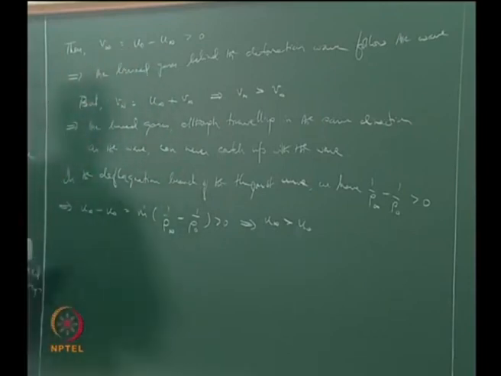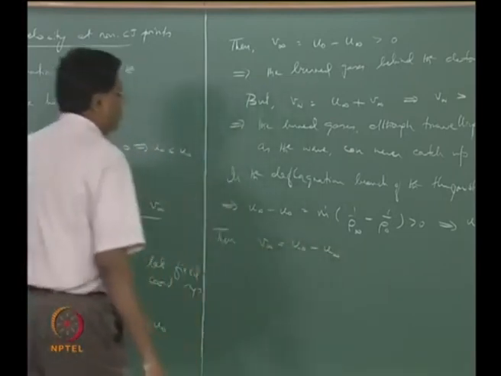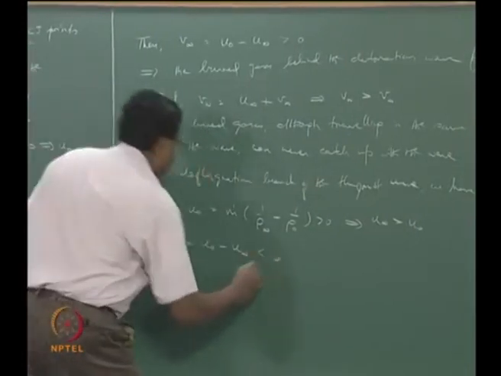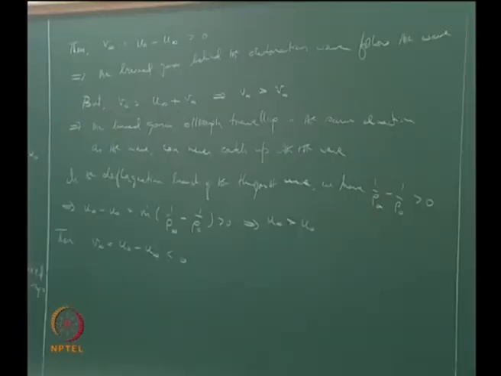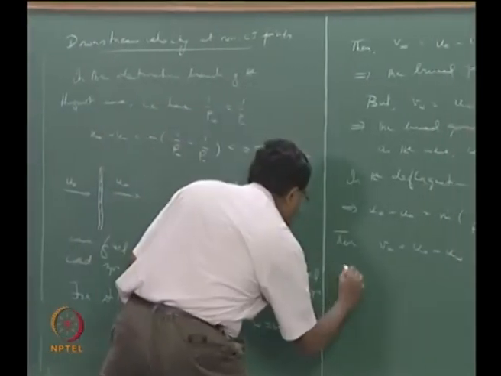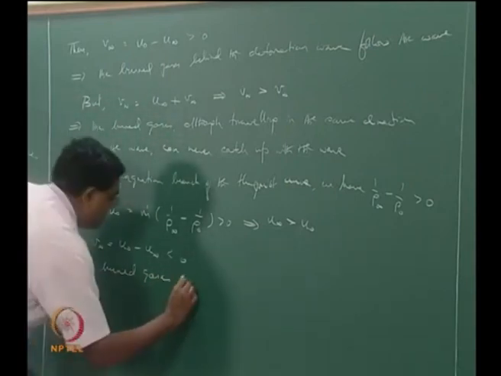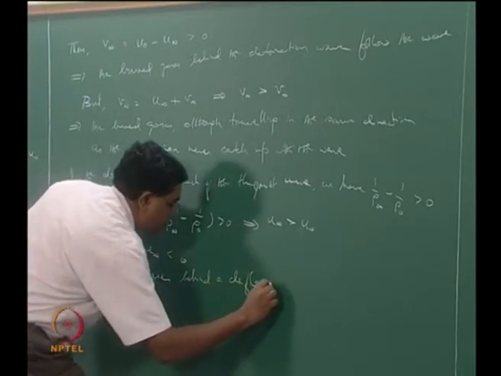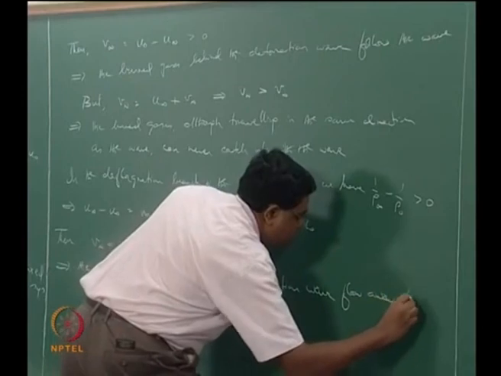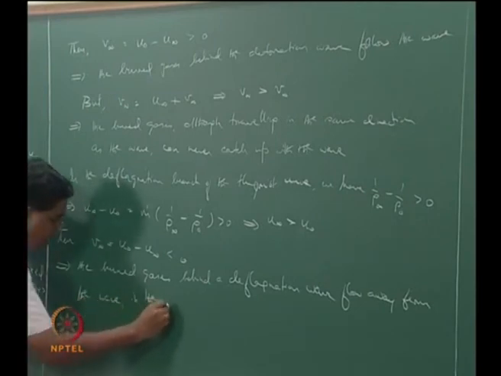If you now plug it in here, you find that v infinity equals u naught minus u infinity. What do you get? u infinity is greater than u naught. Therefore, u naught minus u infinity is now going to be less than 0. That means v infinity is negative. V infinity being negative, the way the arrow is taken this way means that the arrow is going to get flipped, right. So this implies that the burn gases behind the deflagration wave flow away from the wave in the opposite direction.